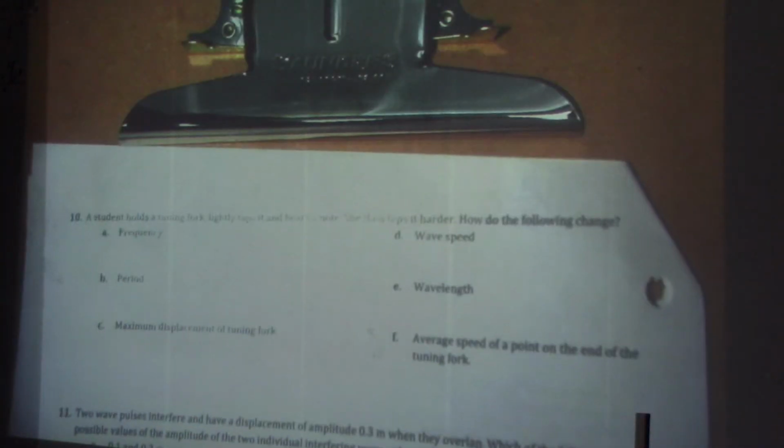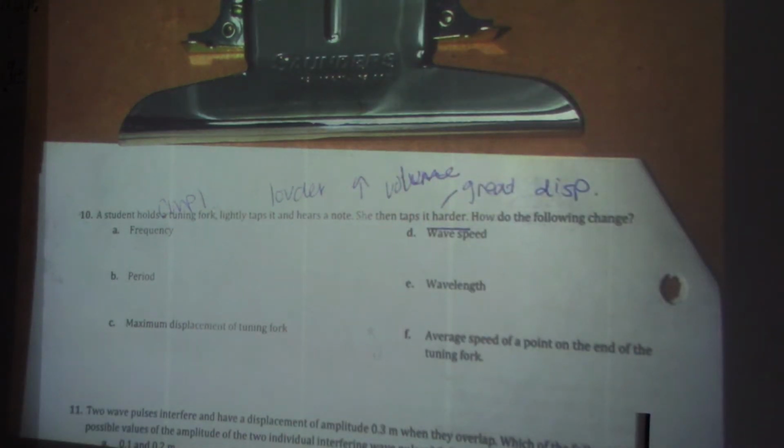A student hits the tuning fork, lightly taps it, and hears a note. She taps it harder. What changes? If you're hitting it harder, you're giving it a greater displacement. You're going to make it louder, which is increasing the volume, which is talking about the amplitude. Oh wow, that does not look like words, volume. You can pause and go back and hear what I was saying when I wrote it. This is basically saying it's getting louder.